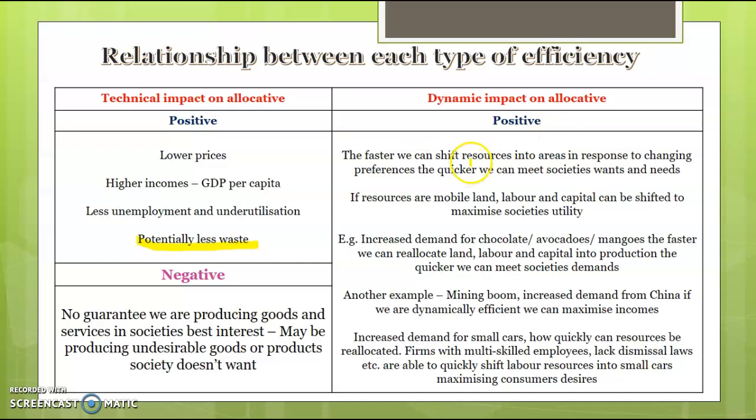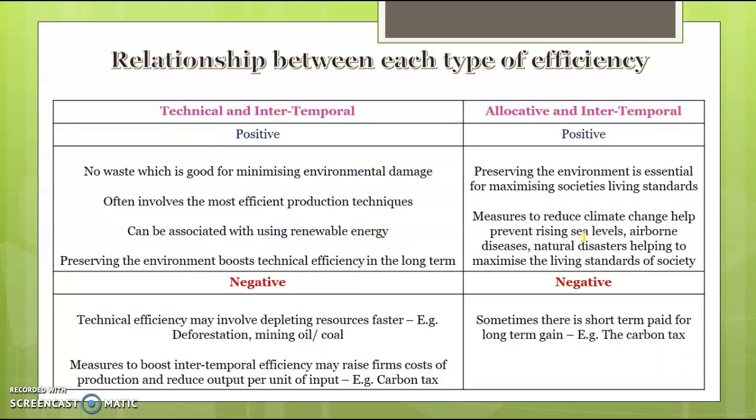Dynamic and allocative, the positives: the faster we shift resources into certain areas, the more dynamically efficient we are, the quicker we can meet society's wants and needs. The more mobile our land, labour and capital, the more we can maximise utility. Good to provide examples, so if there's more demand for chocolate or avocados or mangoes or whatever, the faster we can shift resources into that area, the faster we can meet society's wants and needs. The mining boom is another good example. For example, if China wants more of our commodities, the more dynamically efficient we are, the quicker we can maximise incomes. You could use small cars, etc.